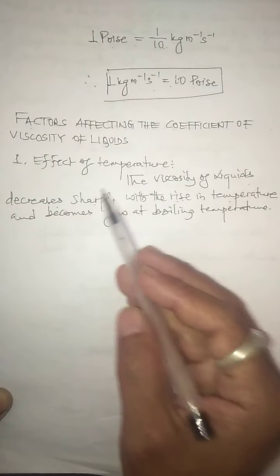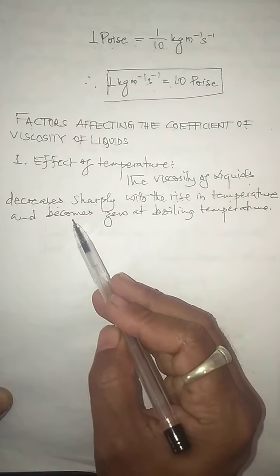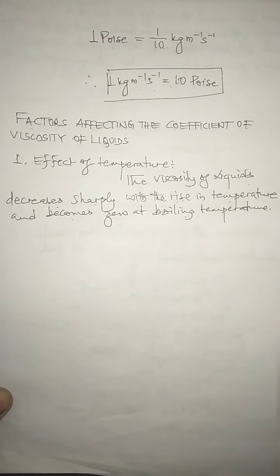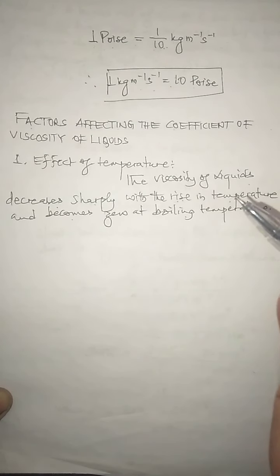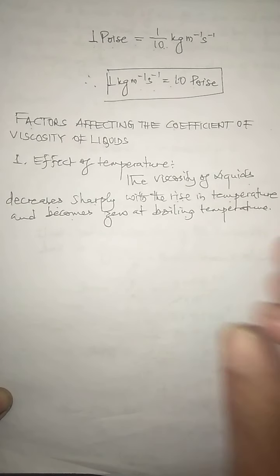But this viscosity can even become zero at the boiling temperature. Like water, boiling temperature is 100 degrees Celsius. The viscosity of water becomes zero at 100 degrees Celsius. Similarly, for other liquids also, viscosity becomes zero when the temperature reaches the boiling point. Now this is the case of liquid.